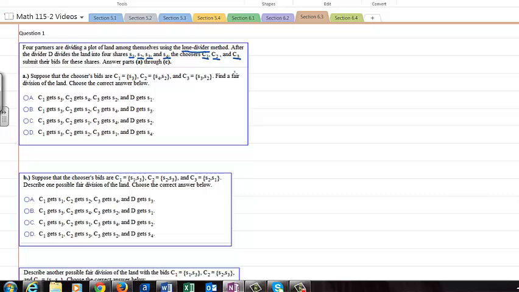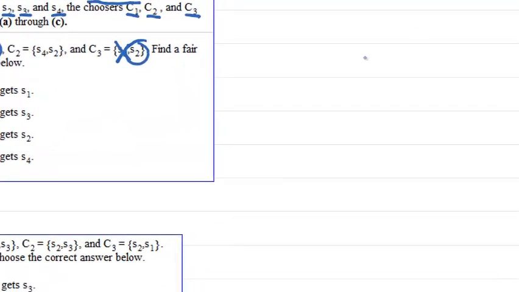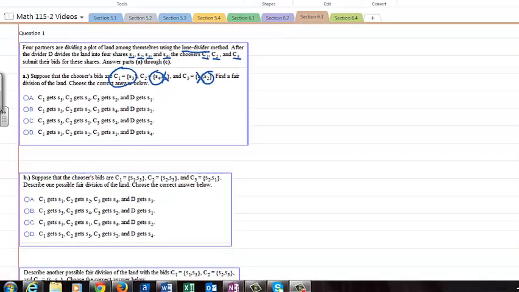First, look to see if any of the choosers must have a particular share. Chooser 1 must receive share 3. Since share 3 is gone, chooser 3 must receive share 2. But that's 2 now gone. This leaves only share 4 for chooser 2. The only unclaimed share is share 1, which now goes to the divider. To summarize, chooser 1 receives share 3, chooser 2 receives share 4, chooser 3 receives share 2, and the divider receives share 1. This is option A.